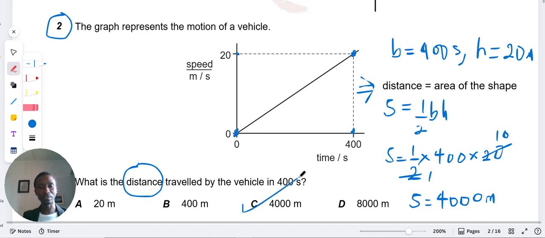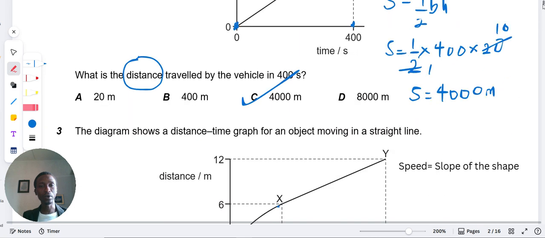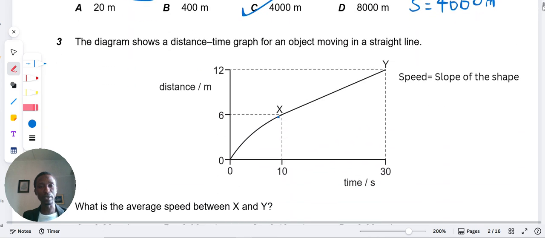Yes, that is option C, which is the correct answer in question 2. Okay, moving quickly to question 3. So question 3, the diagram shows a distance time graph for an object moving in a straight line. Okay, so we have the distance time graph here. So what are we doing on that question?